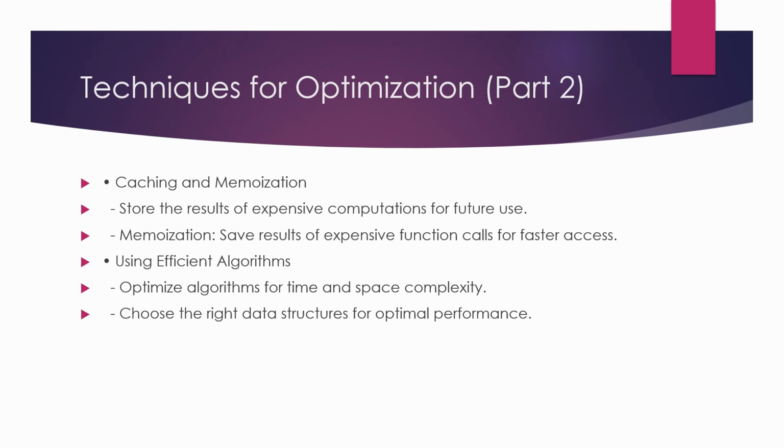Next, caching and memoization are powerful optimization techniques. By storing the results of expensive computations, you can reuse them later without recalculating. Also, using efficient algorithms is key to optimizing your code. Choosing the right data structures and optimizing algorithm complexity can drastically improve performance.